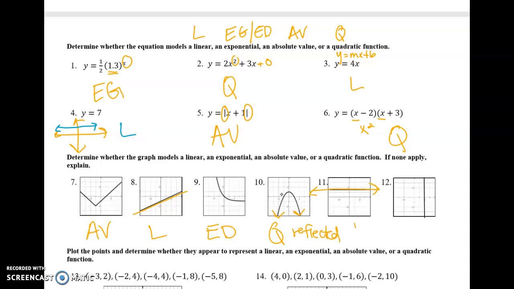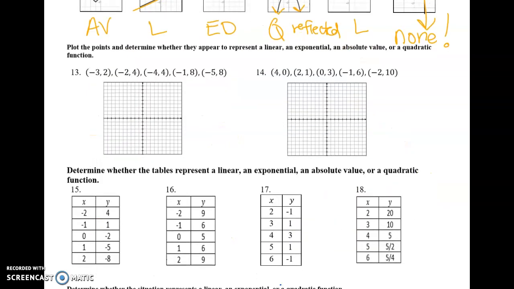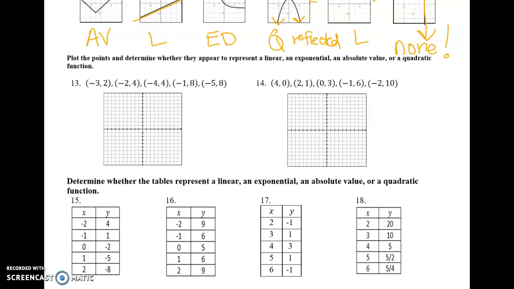11 is a horizontal line, so that is a linear function. 12 is a vertical line, tricky, which is none of the above. A vertical line is not a function. One input has more than one output, so that doesn't work.